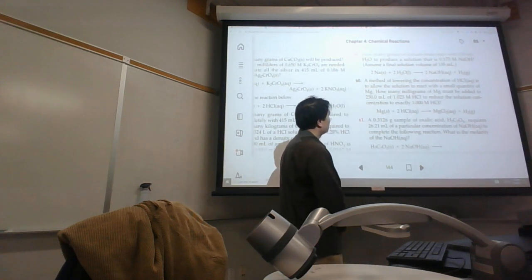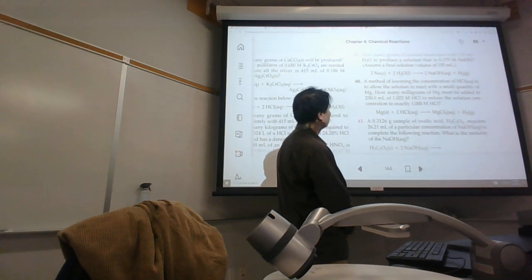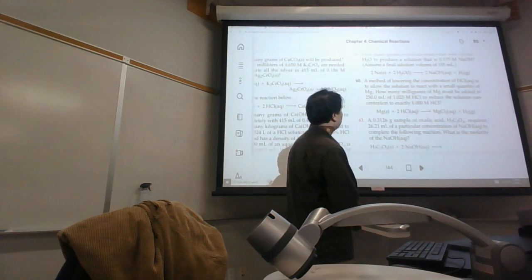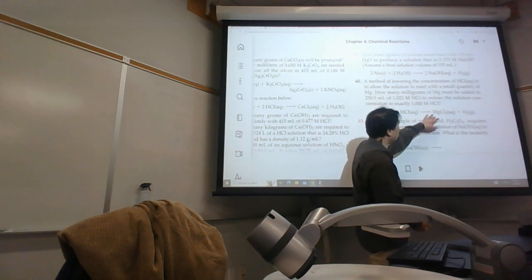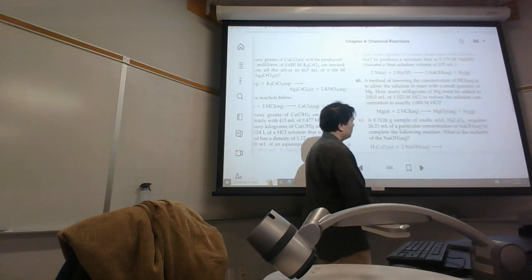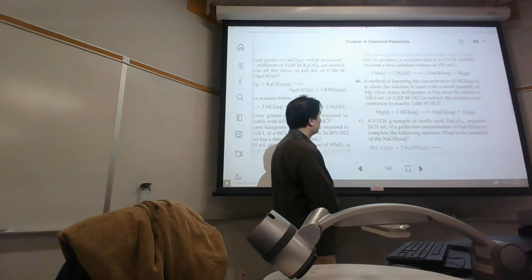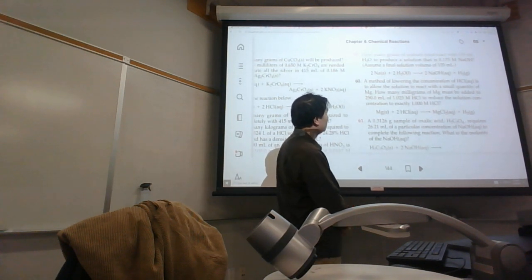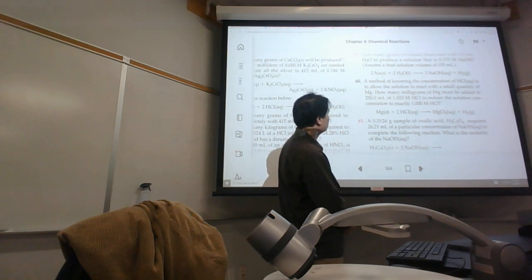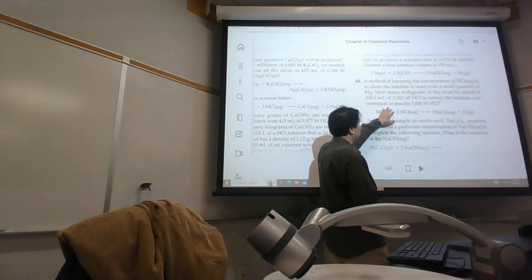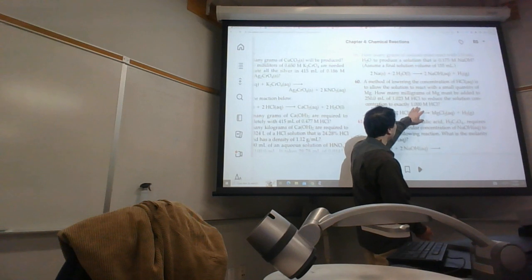A method of lowering the concentration of HCl is to allow the solution to react with a small quantity of magnesium. The problem with this method is you're going to contaminate your solution with magnesium chloride. If that's acceptable, then this method works. How many milligrams of magnesium must be added to 250 milliliters of 1.023 molar HCl to reduce it to exactly 1.000 molar HCl?